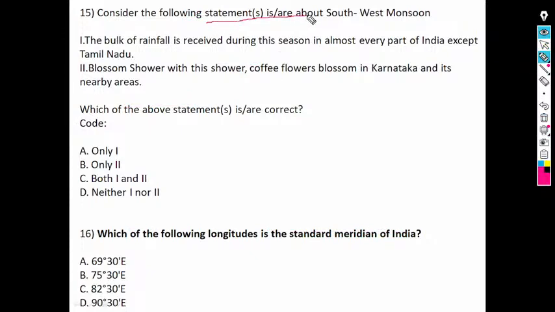Consider the following statements about the southwest monsoon. The bulk of rainfall is received during this season in almost every part of India except Tamil Nadu. This is correct.